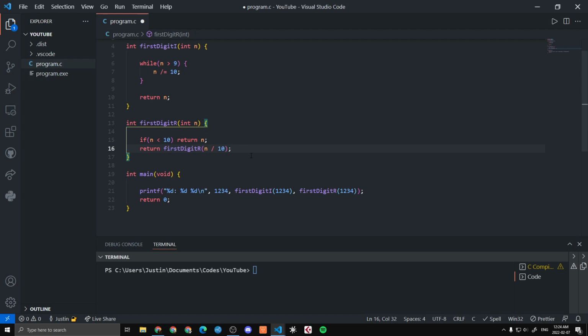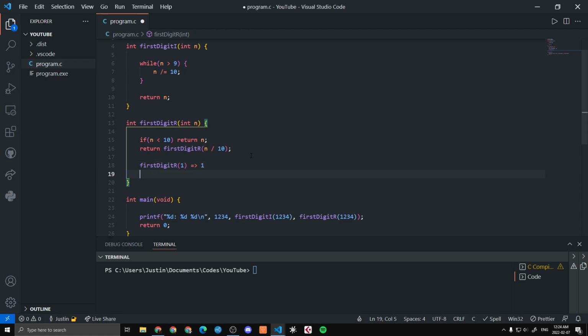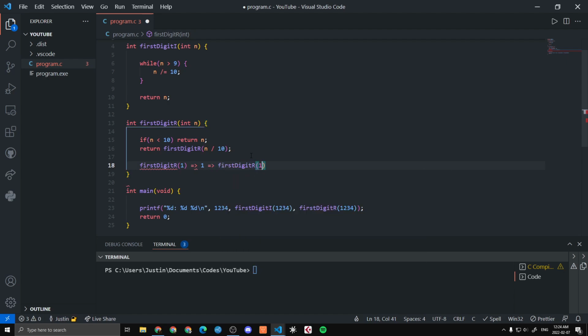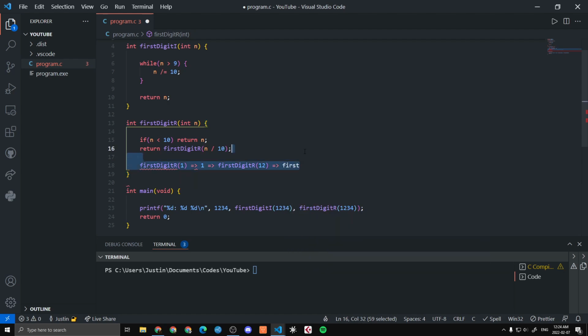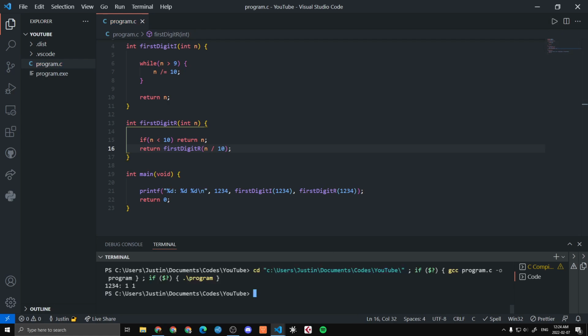So then what happens is first digit r of 1 will return 1, which is then given to first digit r of 12, which is given to first digit r of 123, and so on. So that's how this works. Now let's test this code out, and we see that we get the right answer for both.